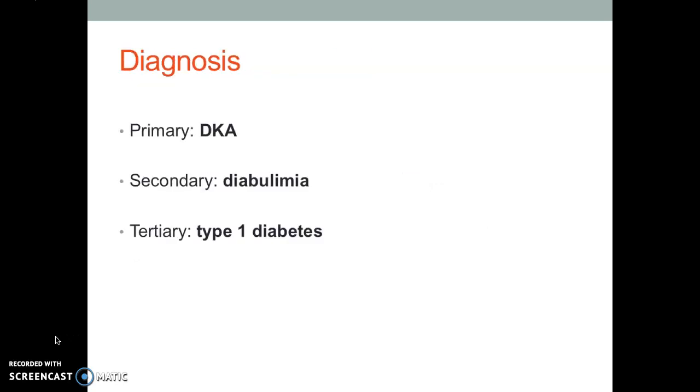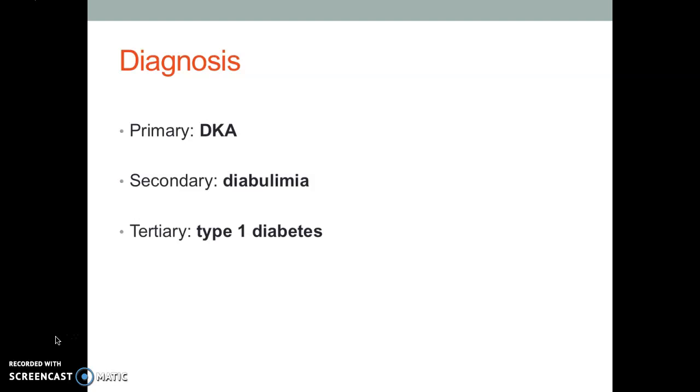So she's got DKA, the side effects of excess ketones being present in her urine, and she's also dealing with some low blood pH. That would be a result of the DKA. The patient also has diabulimia, so she's deliberately giving herself less insulin than needed, and maybe she stopped giving it altogether in order to lose weight. And this is typically found in type 1 diabetics.